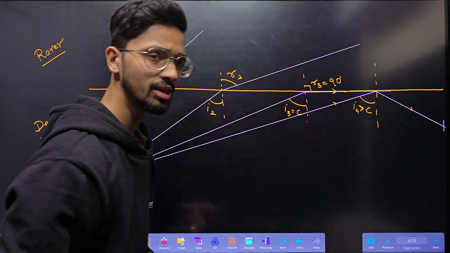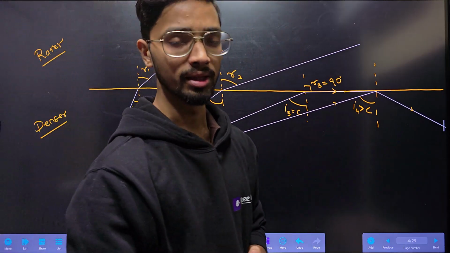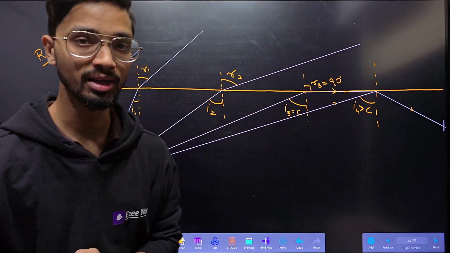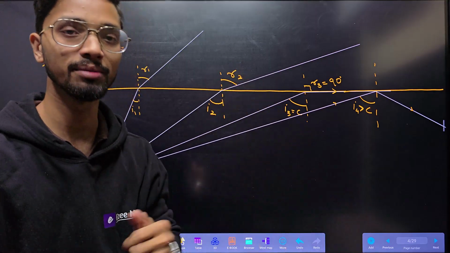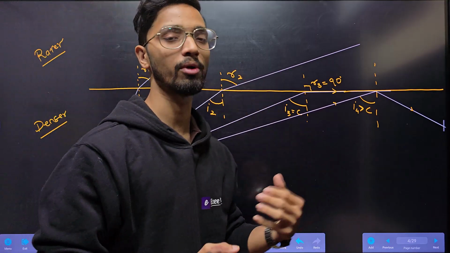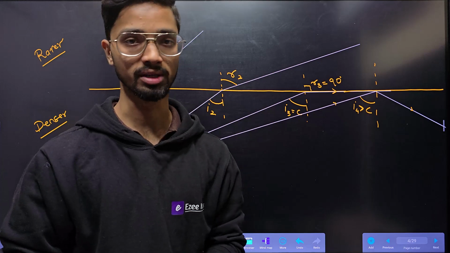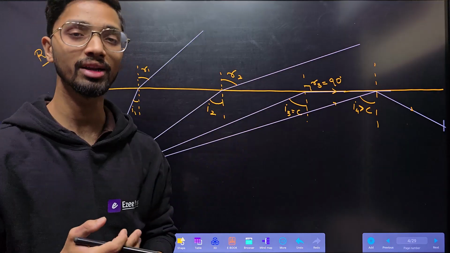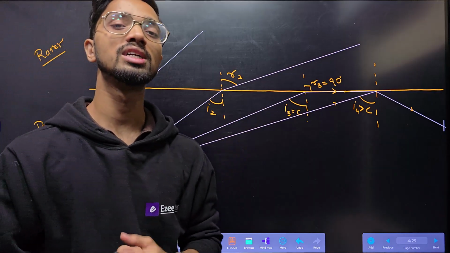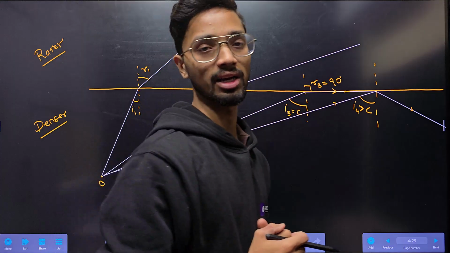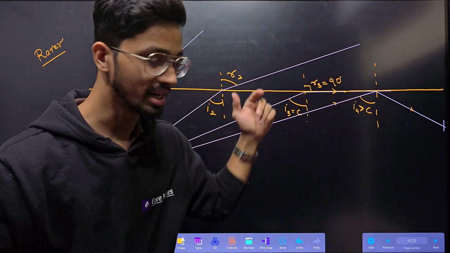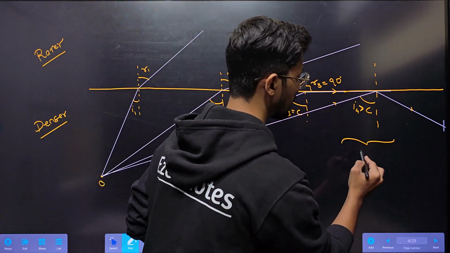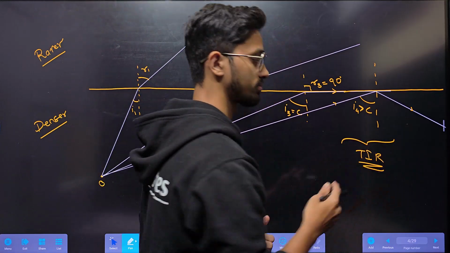What is total internal reflection? Whenever the ray makes an angle with the normal greater than the critical angle, then the ray gets reflected back into the same medium. That process is known as total internal reflection. If the refracted angle is 90 degrees, the incident angle is the critical angle. If the angle of incidence becomes greater than the critical angle, then the ray gets reflected back into the same medium. This process is known as total internal reflection.